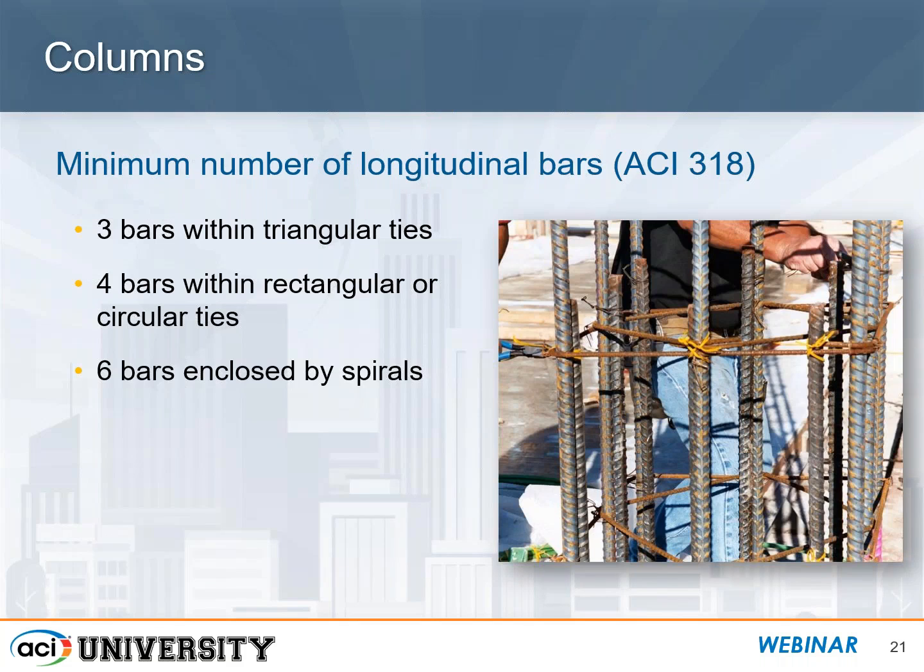Now, ACI 318 does give a minimum number of longitudinal bars that have to be provided in any column section, regardless of load or amount of reinforcement. If you have triangular ties, the minimum number is 3. Rectangular or circular tie column, it's 4. And with spirals, the minimum number of bars is 6, just as a refresher.